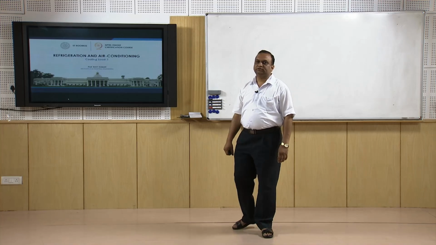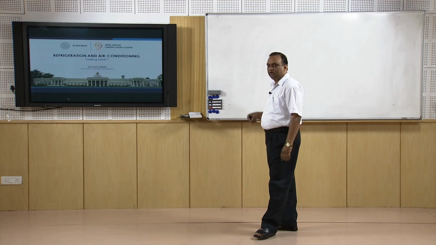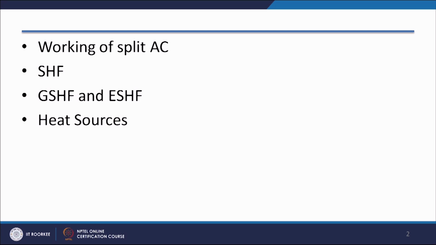Today we will discuss the cooling load and how the cooling load is represented on psychrometric chart. Today in this lecture we will discuss the working of a split AC, then sensible heat factor, gross sensible heat factor, effective sensible heat factor and heat sources in the building.